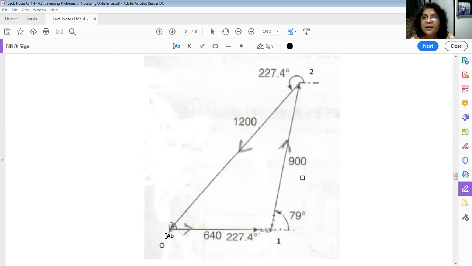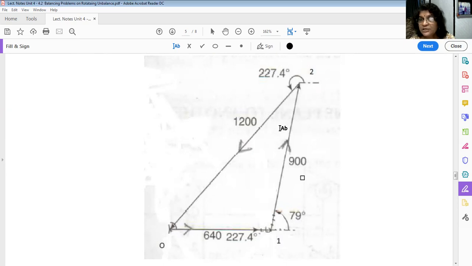Then taking your compass distance for 1200, means 1200 divided by 200, that is 6 centimeter. Keep one leg of the compass here and mark an arc here. So the intersection of this arc and this arc will give you point number 2. Once we get point number 2, the intersection of two arcs, draw a line from 1 to 2 and then 2 to O. So this will give you the direction of force number 2, F2, and this is the direction of F3.